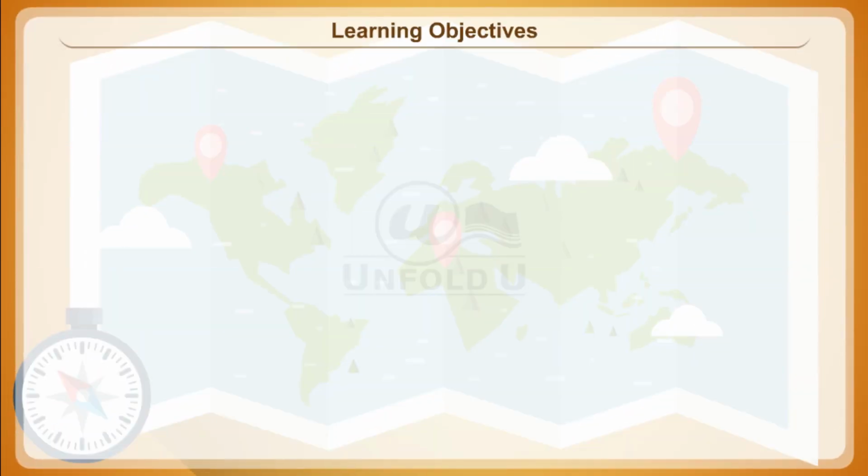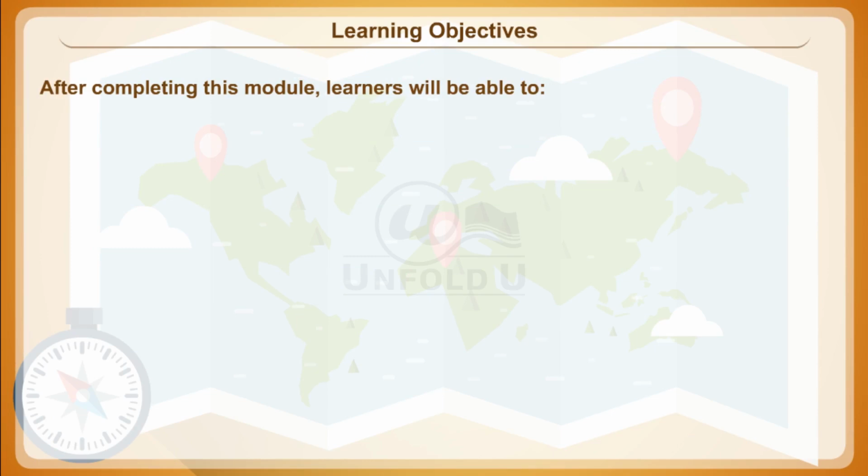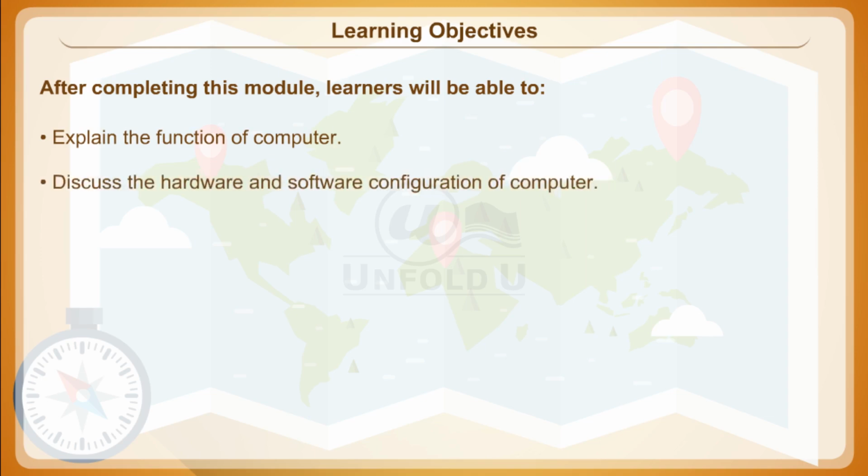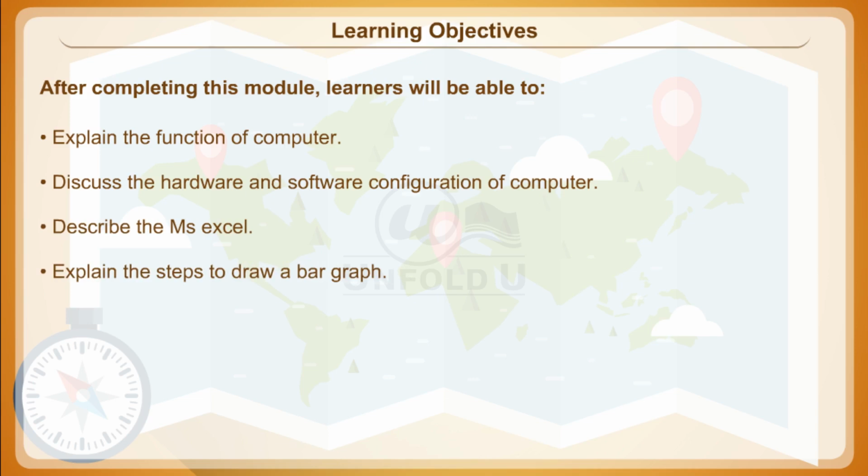Learning objectives. After completing this module, learners will be able to explain the function of computer, discuss the hardware and software configuration of computer, describe the MS Excel, explain the steps to draw a bar graph, explain the functions of computer-based mapping.